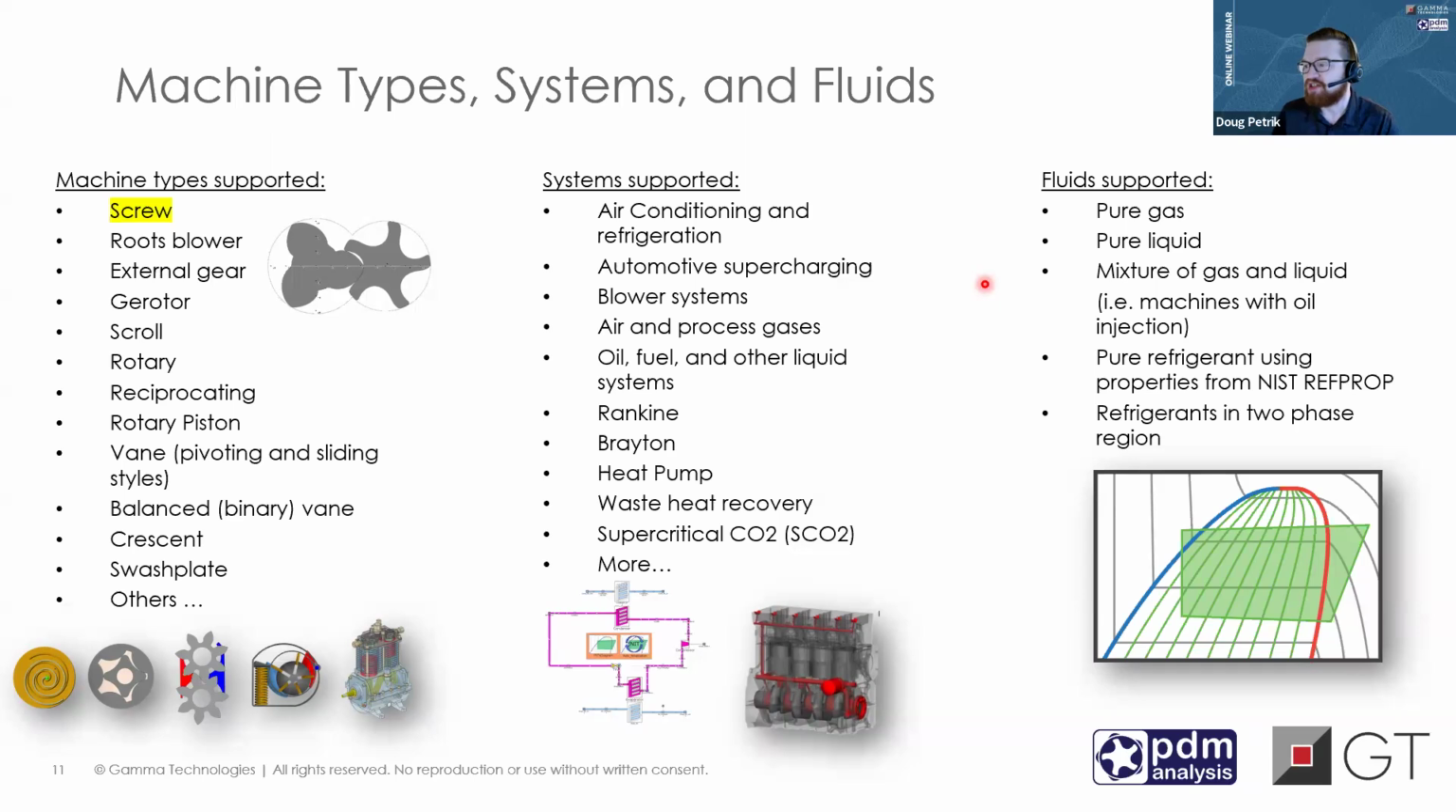In terms of the systems you can model in GT Suite, basically, if you can imagine it, we can model it. So that can range from air conditioning and refrigeration systems to air and process gases, oil, fuel, or other liquid systems, waste heat recovery, or even supercritical CO2. In terms of the fluids that are supported, we support pure gases, pure liquids, mixtures of gases and liquids, for example, a machine with oil injection, pure refrigerants, or even refrigerants in the two-phase regime using RefProp.